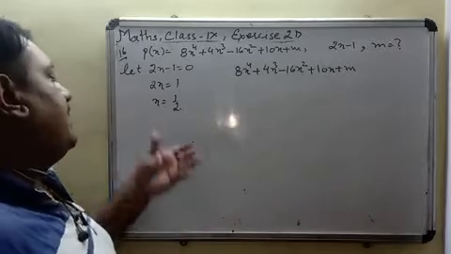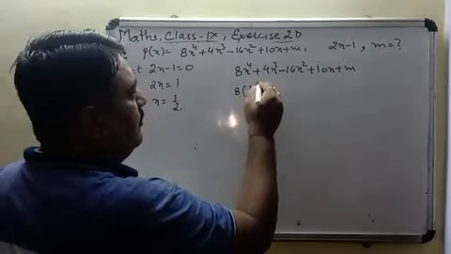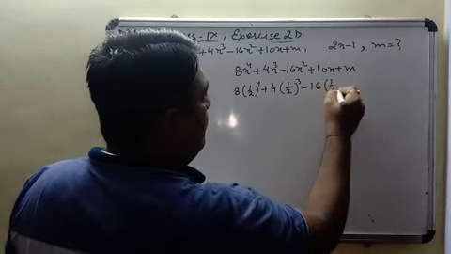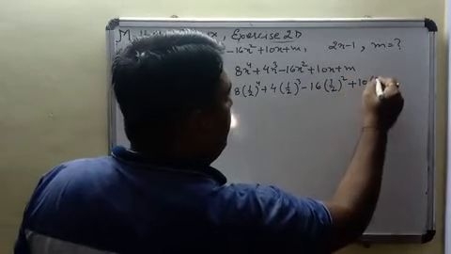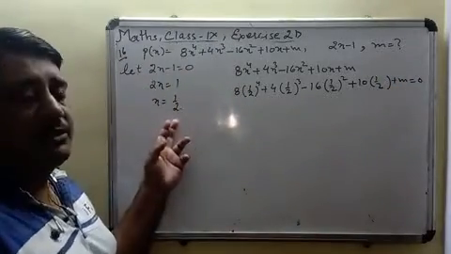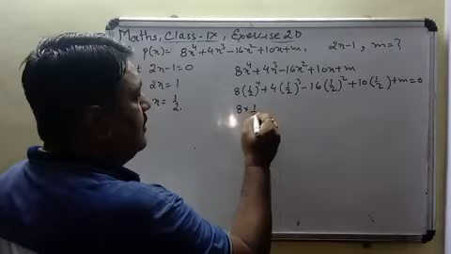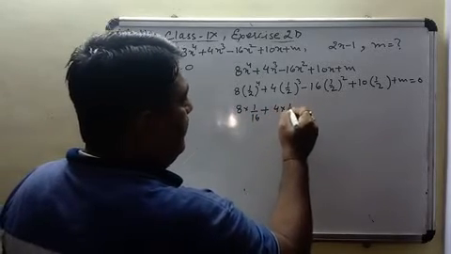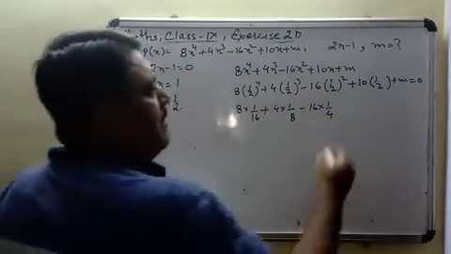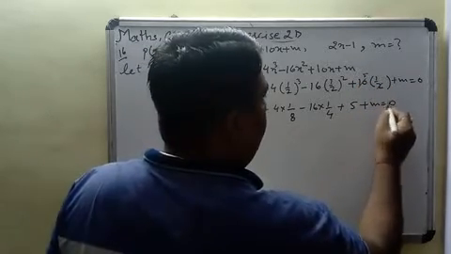Here, in place of x, we are going to put the value 1 by 2. 8 into 1 by 2 power 4 plus 4 into 1 by 2 power 3 minus 16 into 1 by 2 power 2 plus 10 into 1 by 2 plus m, and that will become 0 because this 1 by 2 is a 0 of this polynomial. This will become 8 into 1 upon 16 plus 4 into 1 upon 8 minus 16 into 1 upon 4 plus 2 1s are 2, 5s are 5, plus m equals to 0.